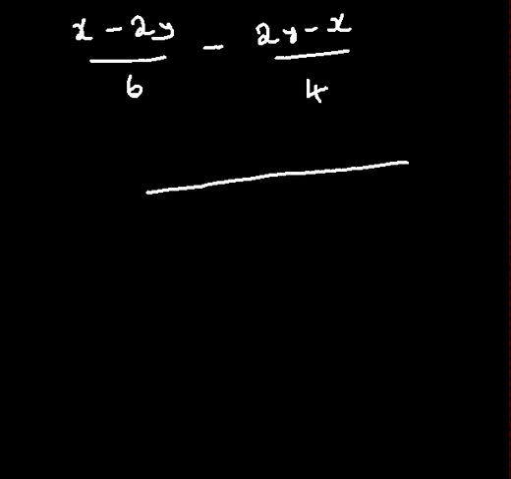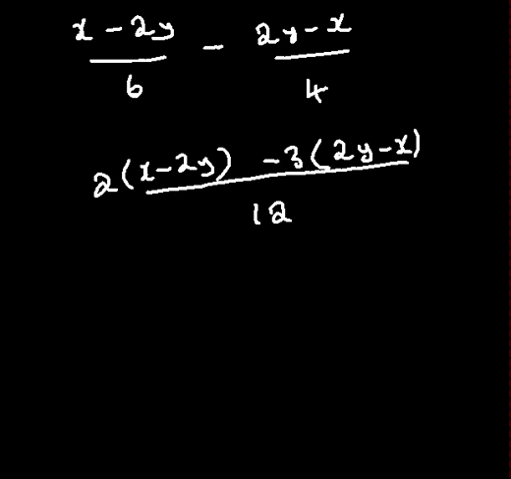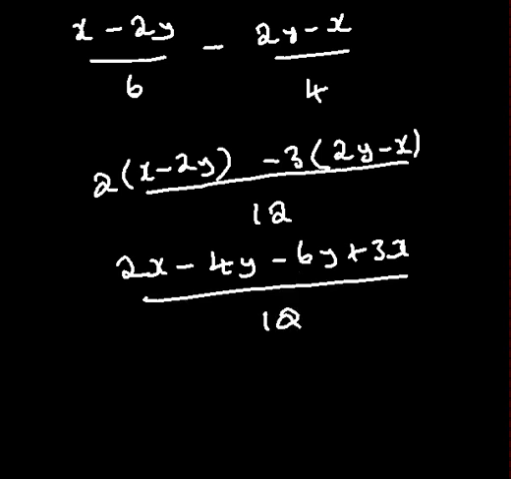In this case, we have 12, and 4 into 12 is 3, and 3 times we'll have negative 3 here, and (2y - x). And 6 into 12 is 2, and 2 times (x - 2y), like that. Then we have to distribute the 2, and we have 2x - 4y - 6y + 3x, which is divided by 12. Take it from here.